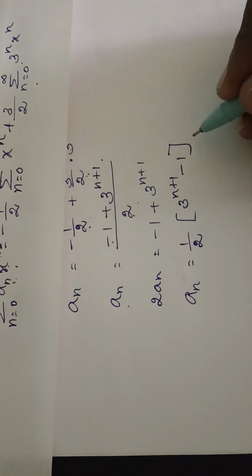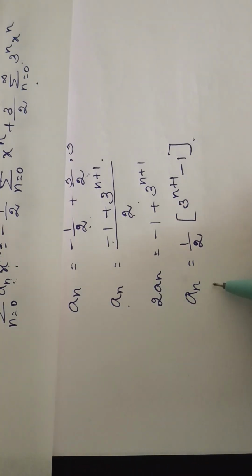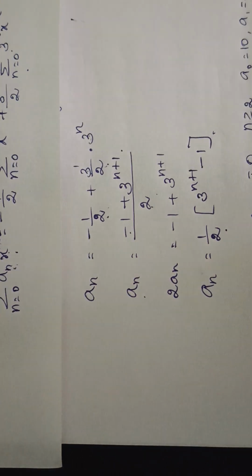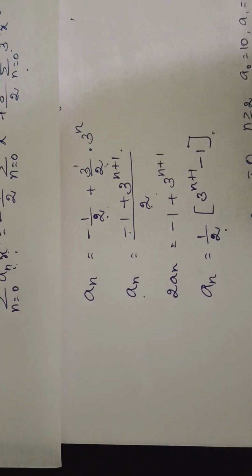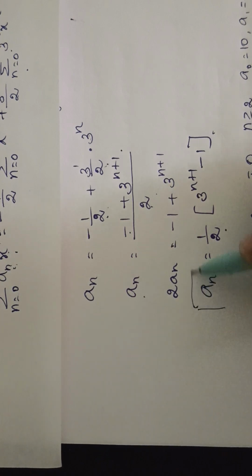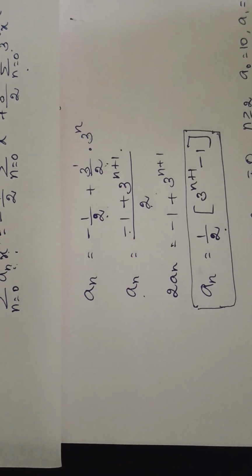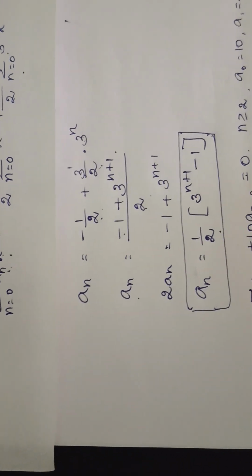So our generating function. So an is equal to 1 by 2 times 3 power n plus 1 minus 1. I hope all of you understood. So the final term is an is equal to 1 by 2 into 3 power n plus 1 minus 1.